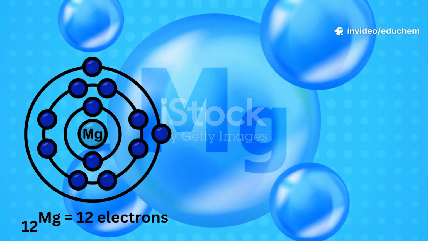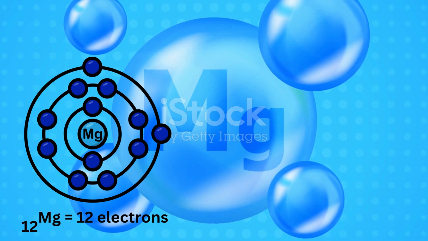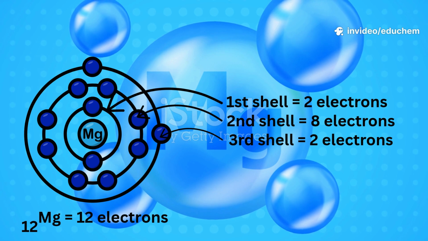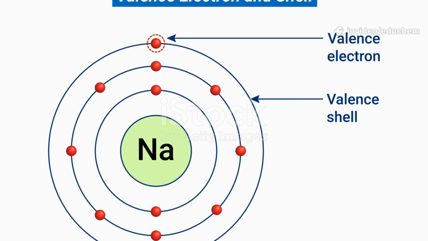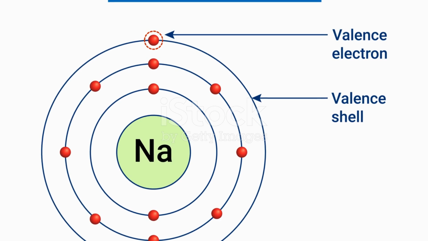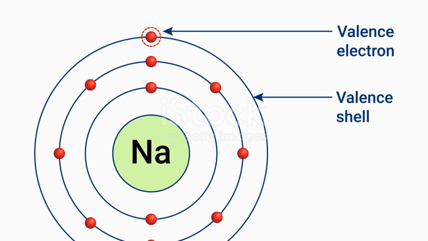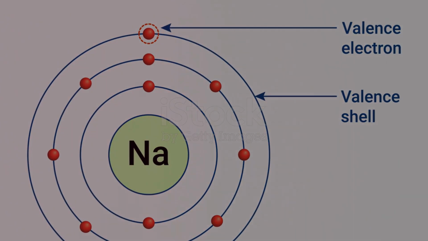For example, magnesium has an atomic number of 12, so it has 12 electrons. First shell, 2 electrons, second shell, 8 electrons, and third shell, 2 electrons. Its electronic configuration is therefore 2, 8, 2. The number of electrons in the outermost shell, the valence shell, determines how the atom reacts chemically. For example, sodium has only one valence electron, which determines its reactions as a metal.